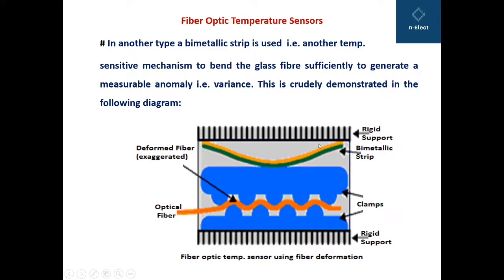So temperature is sensed by the bimetallic strip. The bimetallic strip will bend accordingly. When it bends, it is going to push this clamp downward. When this is pushed downward, the fiber optic cable which is passing through these two clamps will change in shape, and therefore the light which is being passed through this will have a delay. So from that delay the temperature can be measured easily.